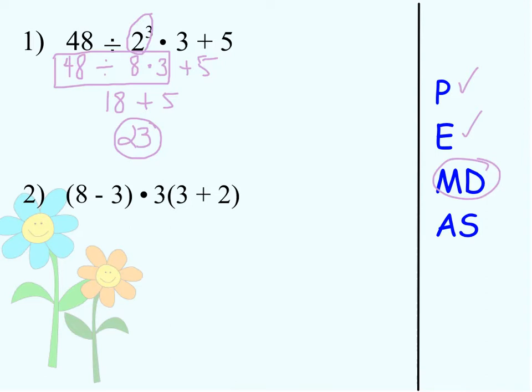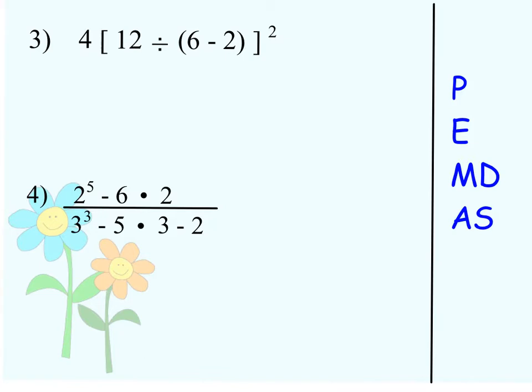With the second problem, again, we start with parentheses. And here we have two sets of parentheses, and since they're far enough apart, we can actually solve what's in the parentheses at the same time. So 8 minus 3 is 5, and 3 plus 2 is also 5. Now we're going to bring down the rest of the stuff we haven't used yet. And it looks like we have 5 times 3 times 5. So since it's all multiplication, we can multiply in any order, because with multiplication you can do that. 5 times 3 times 5 is 75. So the answer to number 2 is 75.